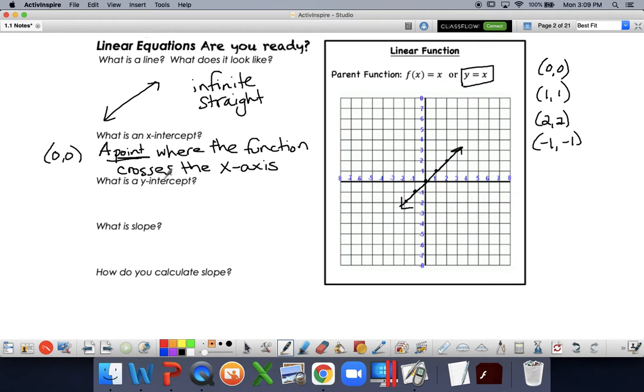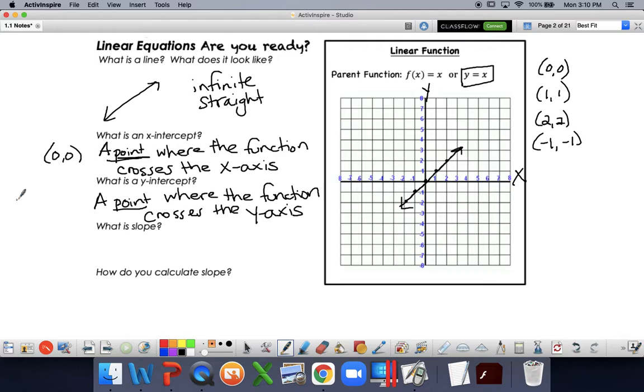That goes hand in hand with a y-intercept. That is the point where the function crosses the y-axis. And remember, our y-axis goes up and down. This is my y-axis, this is my x-axis. So when I look at our parent function y equals x, our y-intercept is the same thing. It is the point 0, 0.